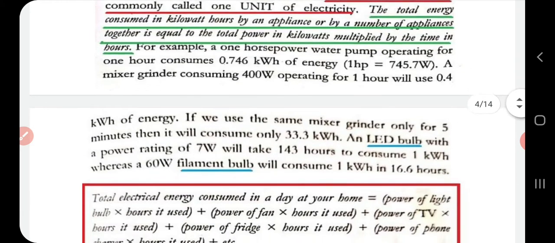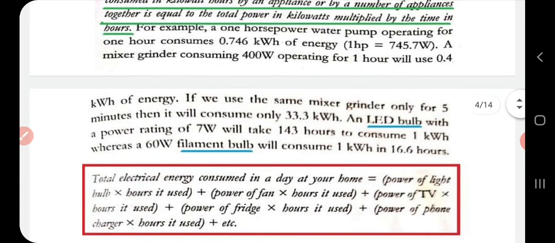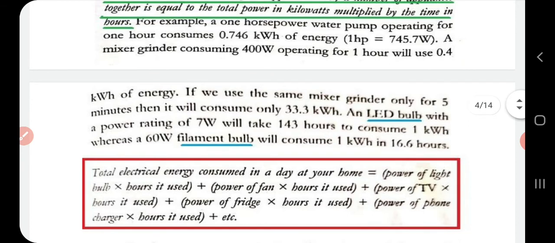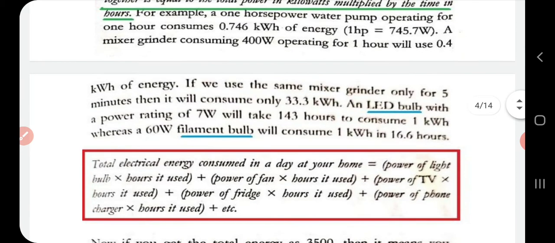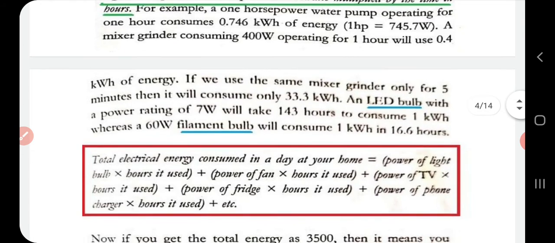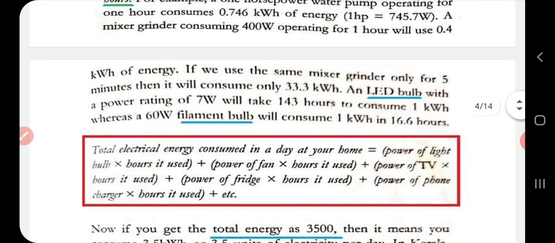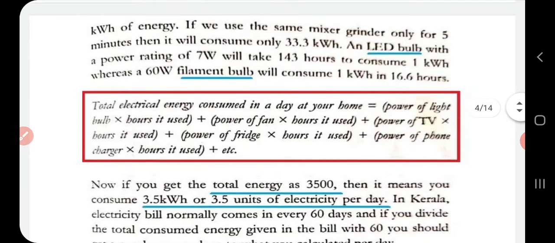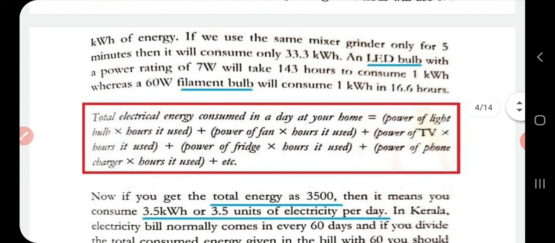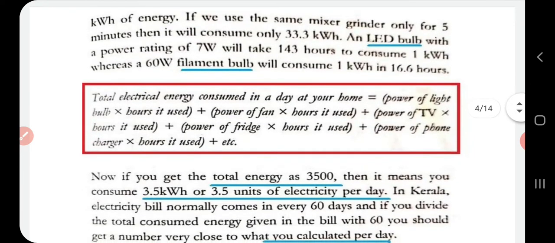Here there is an example. You have a 1 horsepower water pump. Suppose that it is operating for 1 hour and it consumes 0.746 kilowatt hour of energy. Then a mixer grinder consumes 400 watt and is operating for 1 hour. Then how much energy will it consume? It is about 0.4. Similarly, you can calculate for each of the devices, and we can say that an LED bulb consumes less power when compared with a filament bulb.